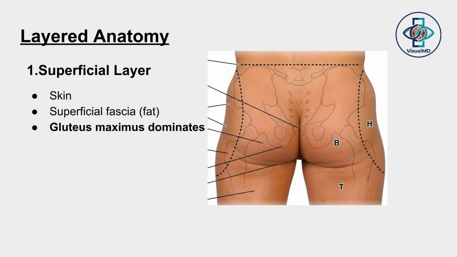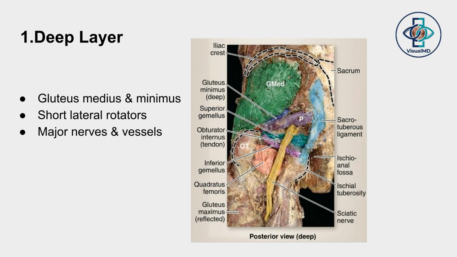Beginning with the layered anatomy, the superficial layer contains the skin and superficial fascia, dominated by the gluteus maximus muscle. The deep layer includes the gluteus medius and minimus, the short lateral rotators, and major nerves and vessels. This view shows the depth after reflecting the gluteus maximus.